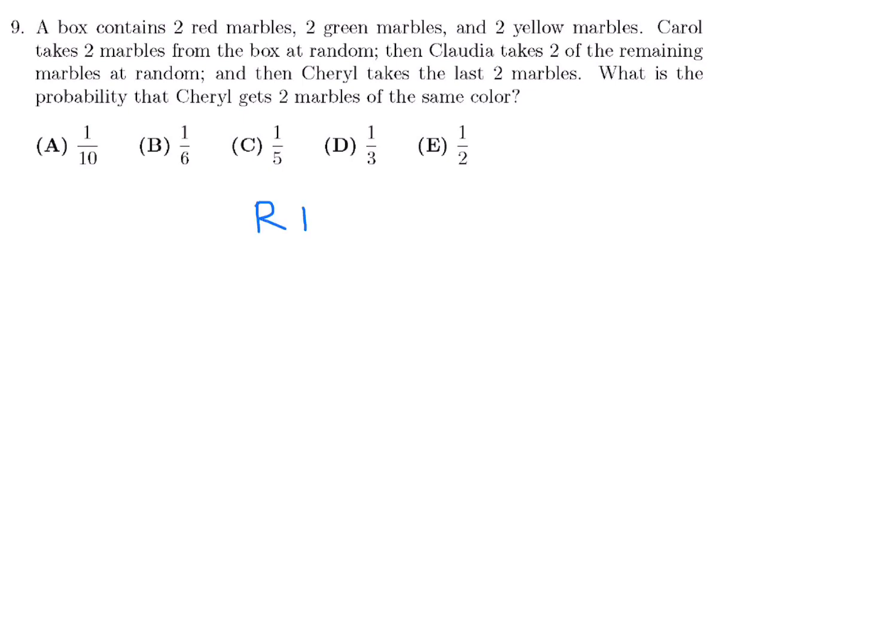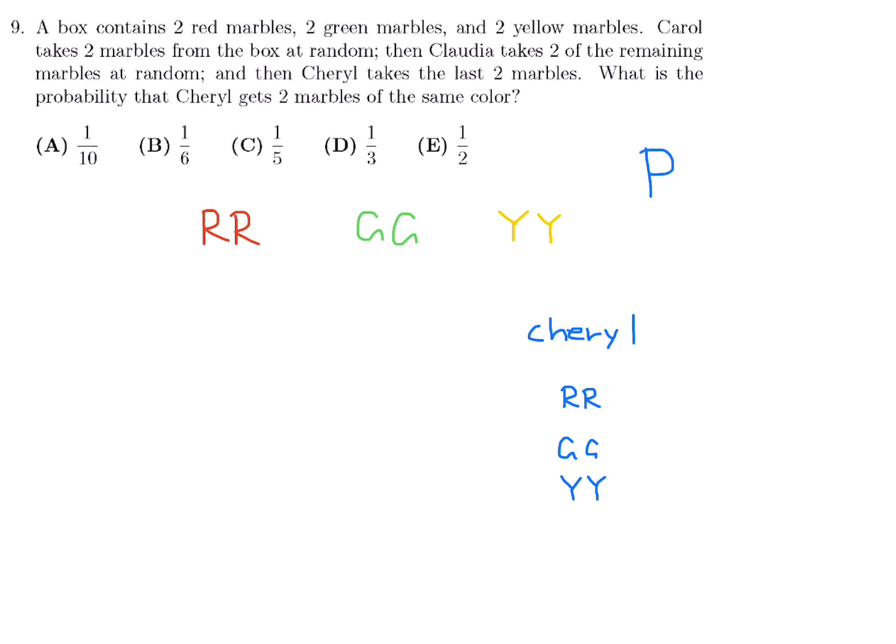So we have red, red, green, green, yellow, yellow. And our task is to ensure that Cheryl ends up with two of the same color. So she can end up either with 2 red, 2 green, or 2 yellow. That is her end result, I guess. Well, it's a probability question, so as always, it's going to be some fraction, and the denominator will be the total number of ways of doing this.